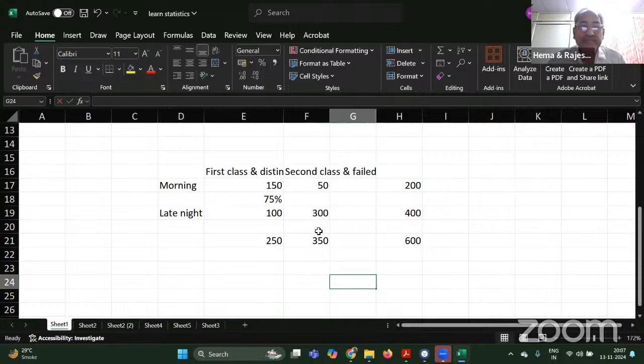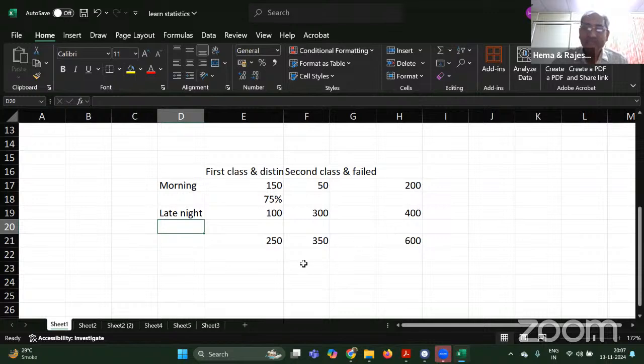Right? When you apply standard error of proportion, you are going to use Z test, which is a parametric test. But in case of small numbers, you cannot use the standard error of difference between two proportions. At that time, you need to use chi-square test. Or if you have three groups, four groups, five groups, something like this, suppose second class, third class, failed, so many groups, or in this morning, late night, early night, something like that. If you have more than 2 by 2 table, standard error of difference between two proportions cannot be applied. At that time, you need to apply chi-square test.